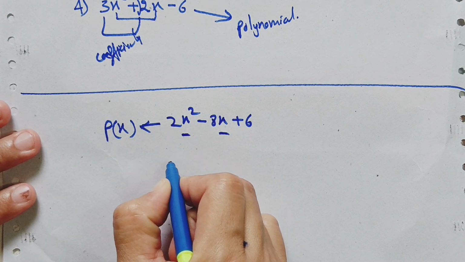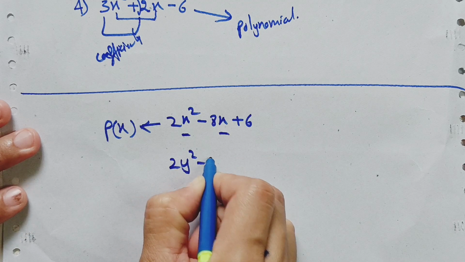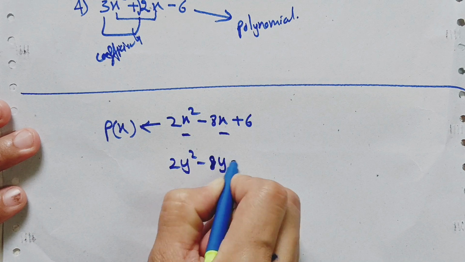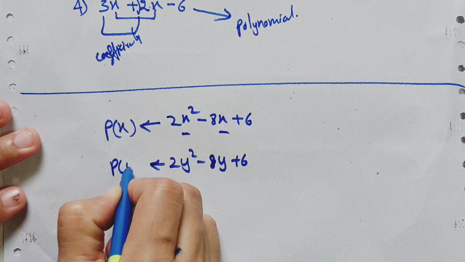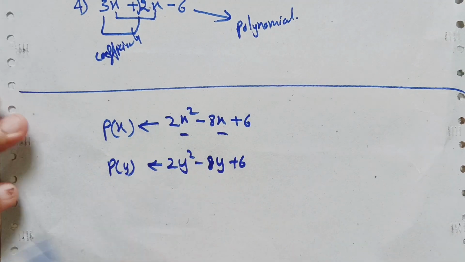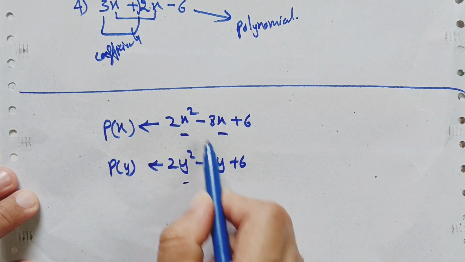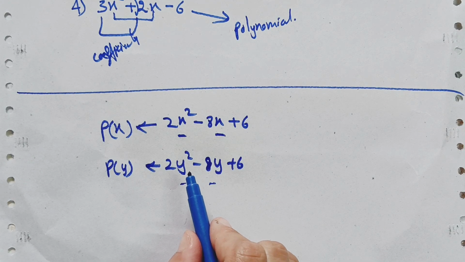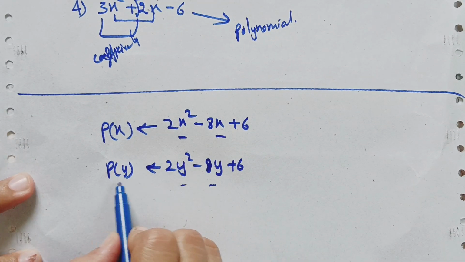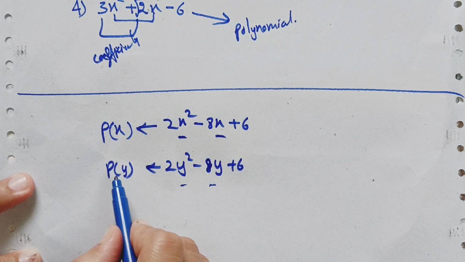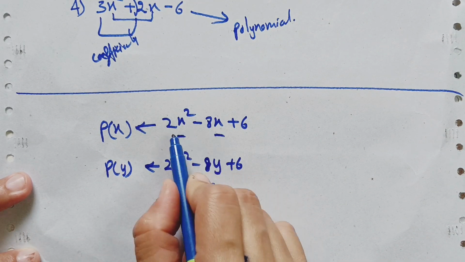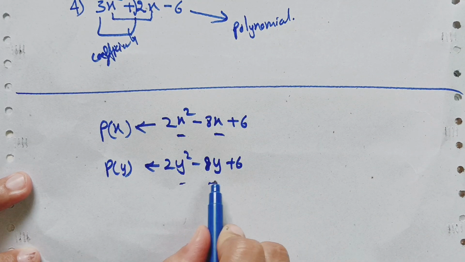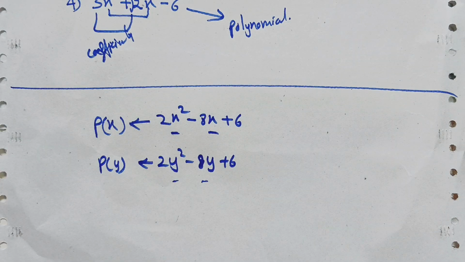Suppose I have an expression like 2y square minus 8y plus 6, then this one can be written as p of y. Now you understood? Whatever variable is there in the expression, we have to define it as p of x or else p of y. Okay, meaning we have to use only a single variable in the entire expression.